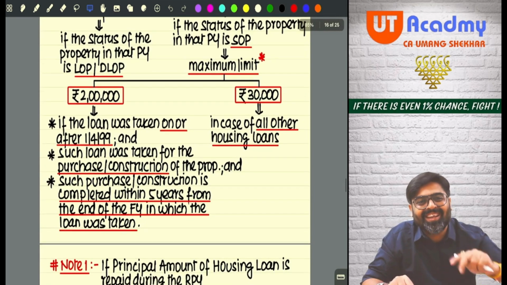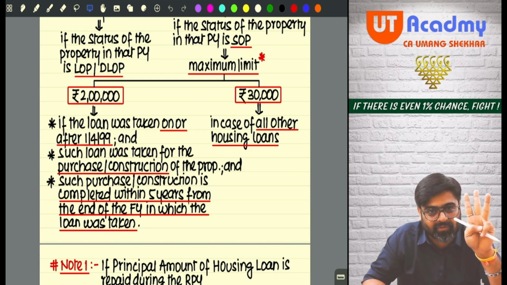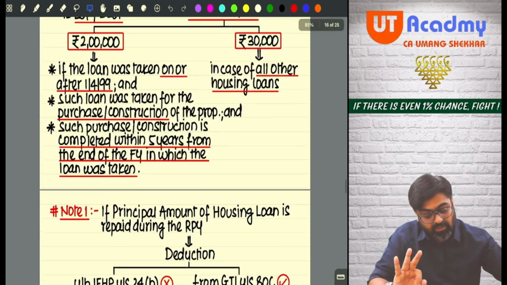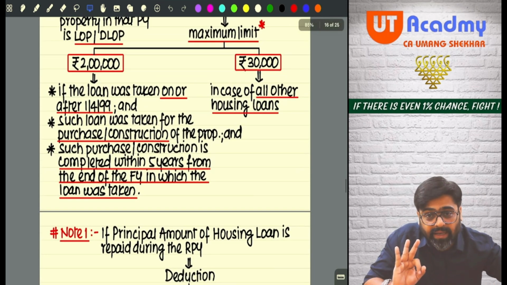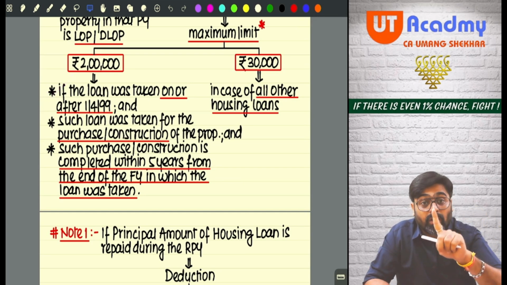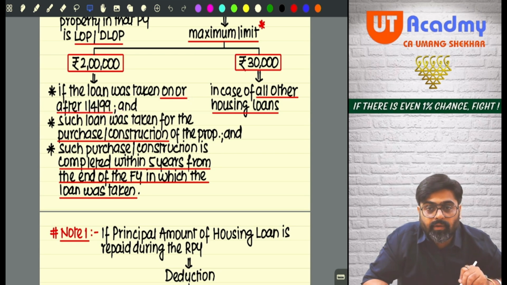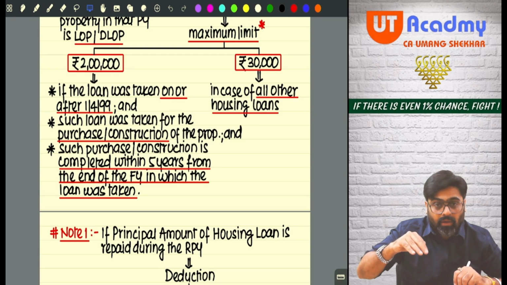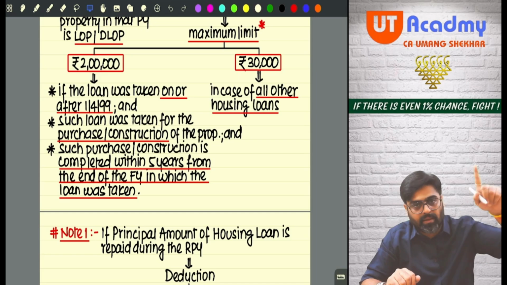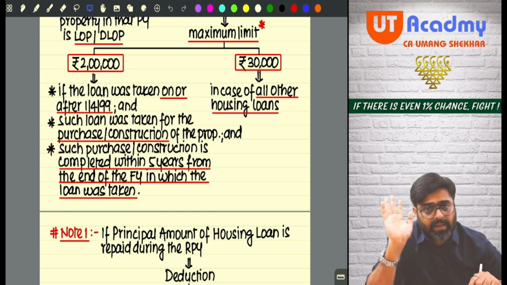Now please pay attention. Always SOP will be given interest deduction to the extent of 30,000. But if you want to take the 2 lakh rupees limit, 3 conditions must be satisfied. How many conditions? 3. First, the loan to which the interest relates must be taken on or after 1st April 99. If the loan was taken prior to 1st April 99, then the 2 lakh limit cannot come. Then the limit will be 30,000 only.